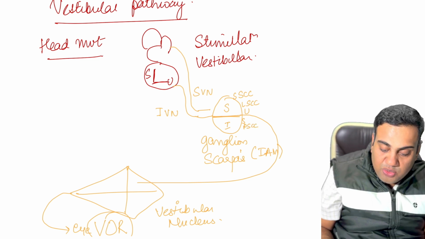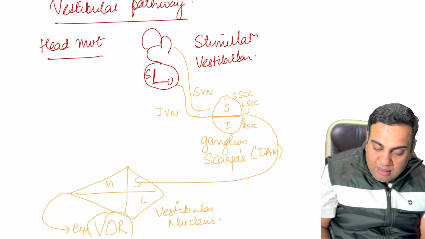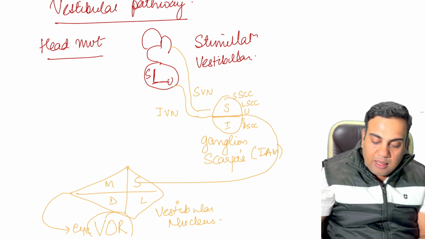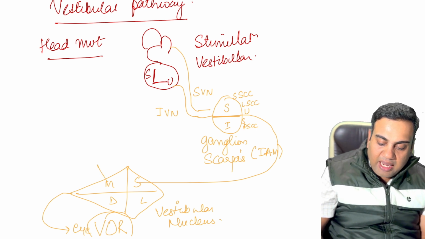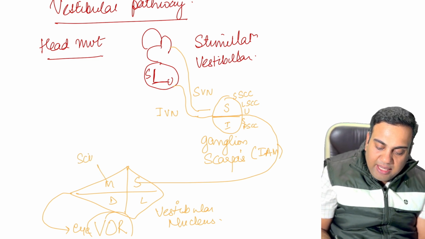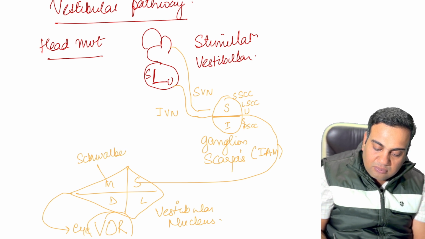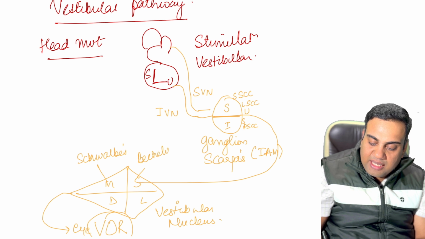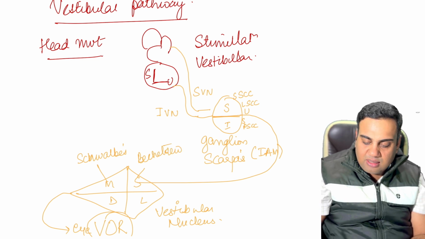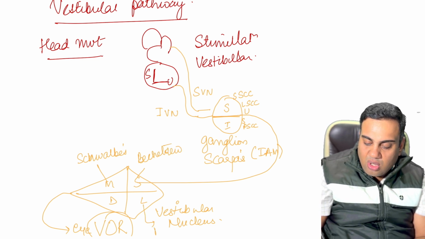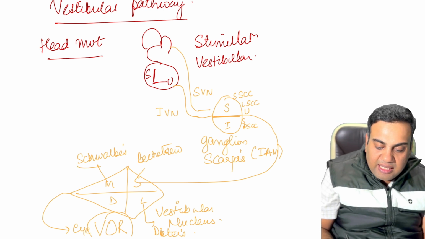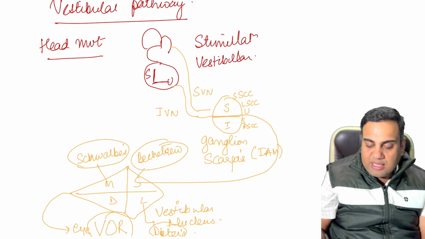Also, for the postgraduates, you must remember there are 4 parts of the vestibular nucleus. The medial part is called Schwalbe's area. The superior part is called Bechterew's area. This is for the postgraduates mainly, and the lateral part is called Deiters' area. All right, for the postgraduates, these are the names given to the parts of the nucleus.